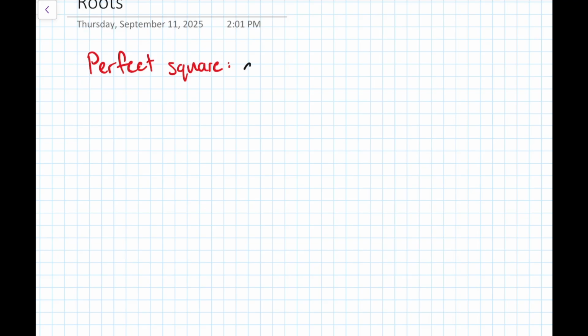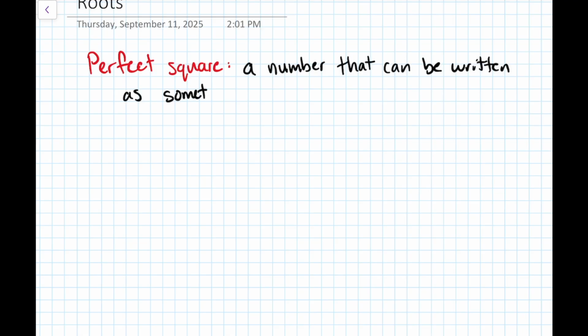So a perfect square is just a number, or it doesn't even have to be a number technically, it can be really anything, but a number that can be written as something multiplied by itself. So we know that 9 is a perfect square because it can be written as 3 times 3, for example. But then an x squared is also a perfect square because x squared is x times x. So there's lots of different ways we can run into and work with perfect squares.